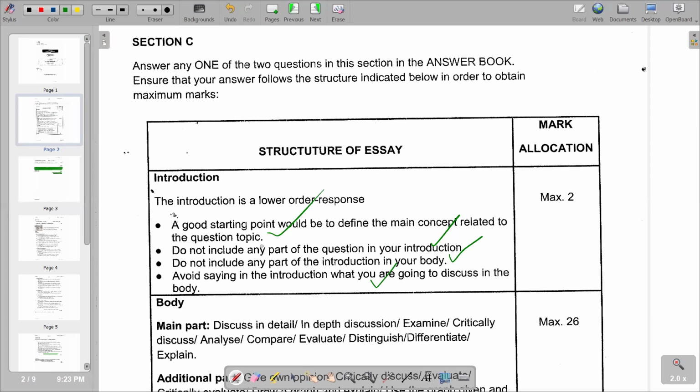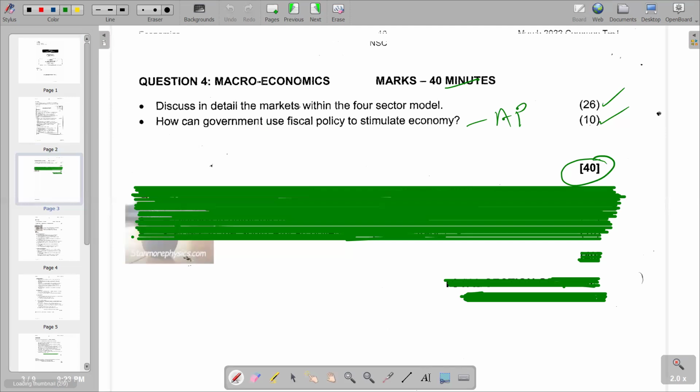So, to constitute the introduction, we look at the question and try to define any main concept that we have in it. If you go back to the question, you will see that we have markets. You have to look for an economic term or a business term in the question that you can define, even if you define two of them. Here we have markets and also fiscal policy. You can choose between the two, or you can briefly define them all.